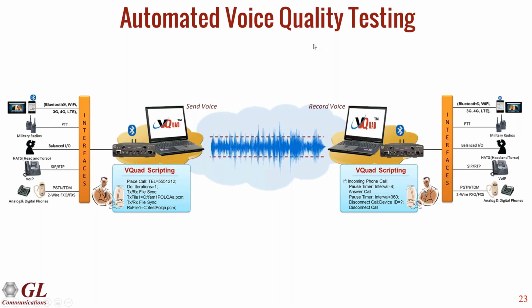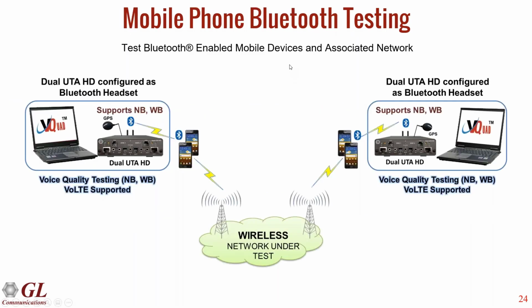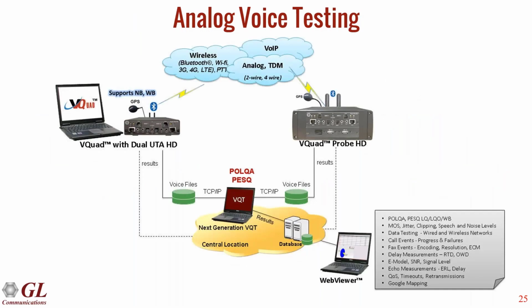Okay, so let me just go over this real quick. Thank you, Raghavendra. There are different ways to run the voice quality. Basically, it's sending a reference and recording a degraded, and then analyzing through the POLQA algorithm, which is ITU P.863, and getting a mean opinion score, a MOS. We can do it through mobile phone Bluetooth testing, or mobile phone wired headset testing, and perform the automated voice quality. We can do it through analog, 2-wire analog, or 4-wire analog, again creating the voice quality MOS.